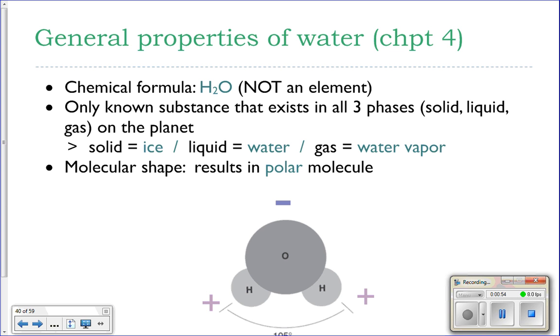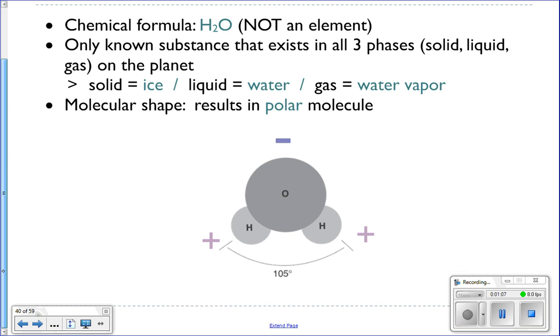And solid water we call ice. Liquid water is water. And gas is the water vapor that you can see in the air in the form of like clouds. So water is H2O. We've got two hydrogens, one oxygen, which you can see in the picture on your screen.